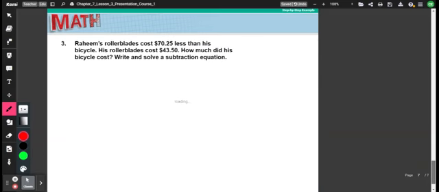Example 3, we have rollerblades cost $70.25 less than his bicycle. His rollerblades cost $43.50. How much did his bike cost? We are trying to find that price. So we're going to subtract 70.25, the reason why I'm subtracting is because it has the word less. We're going to put bike here, and then we're going to put equals, and his rollerblades were $43.50.